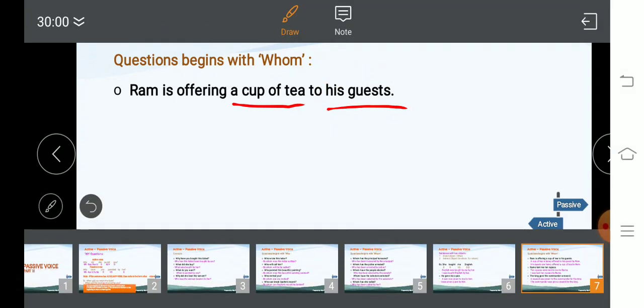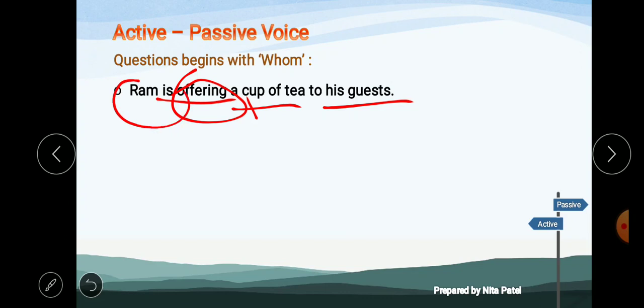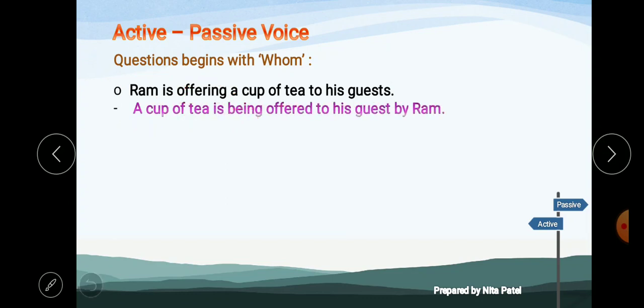You can also identify them with this help. Anyways, let's put the direct object as our subject first. So a cup of tea. Now, is offering is there, that means it is present continuous. So a cup of tea is being offered to his guest by Ram. A cup of tea is being offered to his guest by Ram.